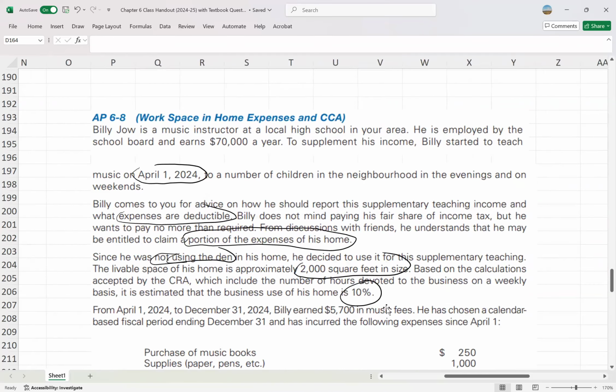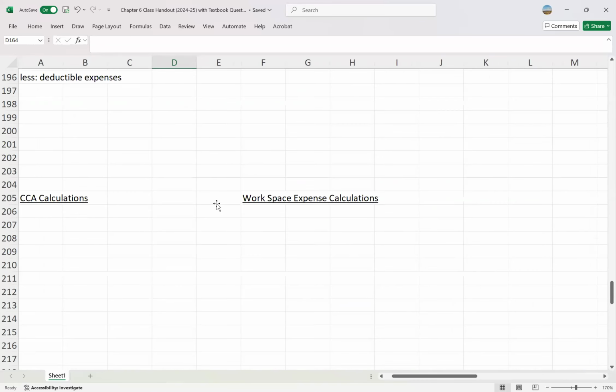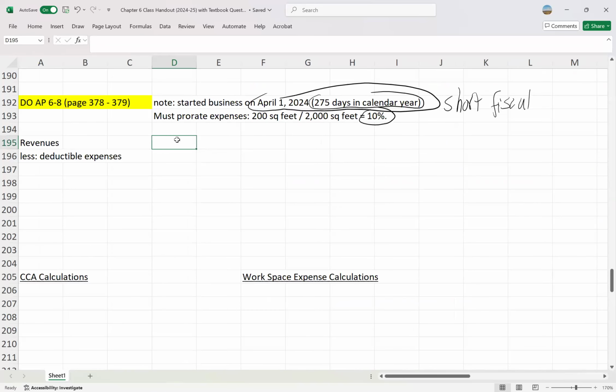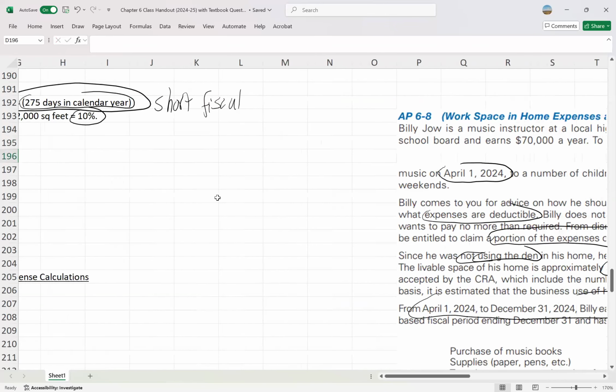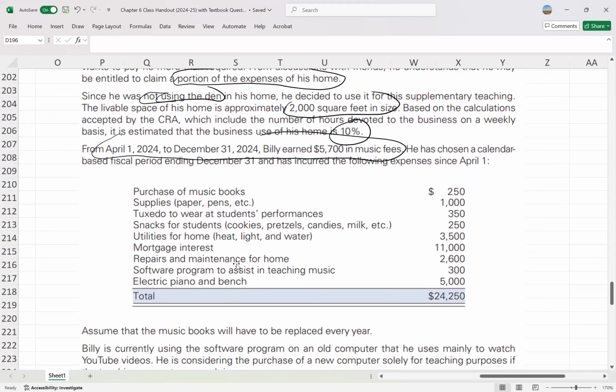If we look at the next part of the question, we're told that during this first year, he earned 5,700 in music fees. So that's his revenue. So let's look at this statement here. And let's put down his revenue of 5,700. And then we'll look at the expenses that he's allowed to deduct. So he's given us a list of all his expenses, and he wants to know whether he can deduct these or not. So let's just go through these one by one.